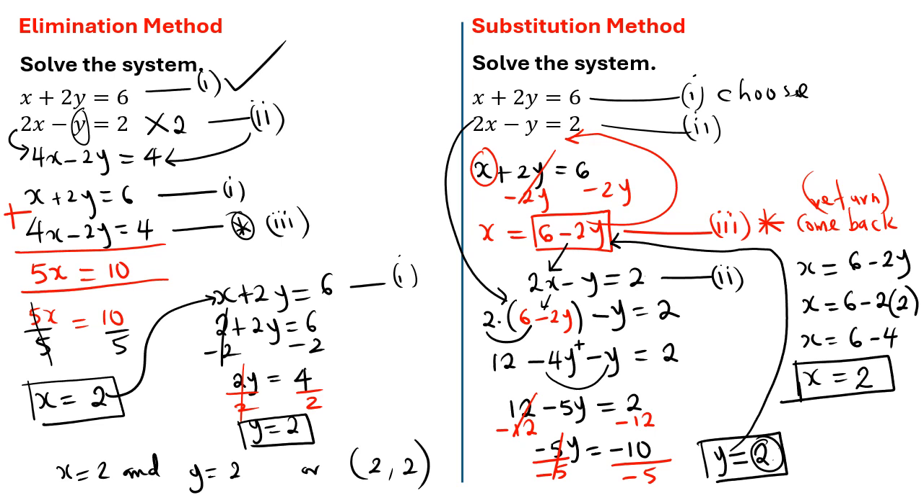Some people would say that since you have x, then y, you always have to find x first and then find y. So no, there's no order in finding the variables. You can find y first. You can choose to find x first, depending on which one is convenient for you.